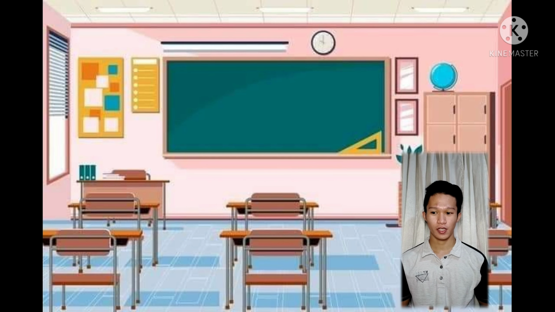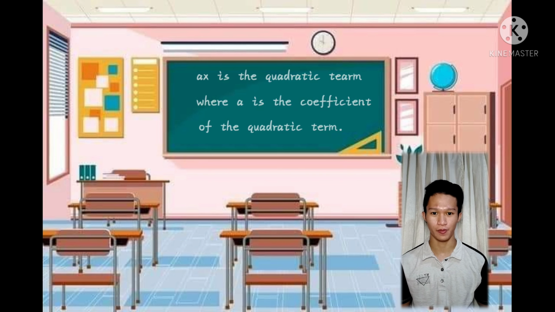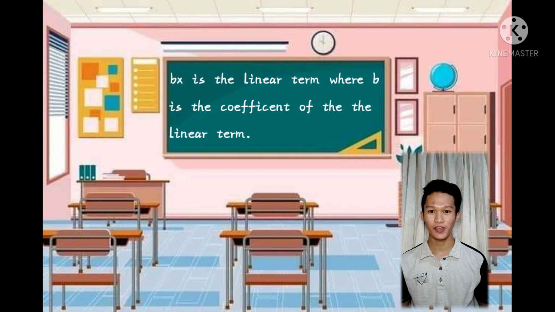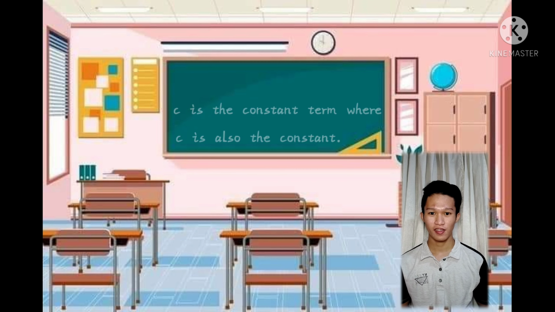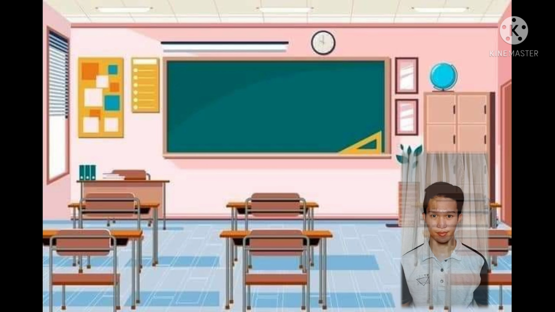In a quadratic equation, ax squared is the quadratic term, where a is the coefficient of the quadratic term. bx is the linear term, where b is the coefficient of the linear term. And c is the constant term, and c is also the constant.